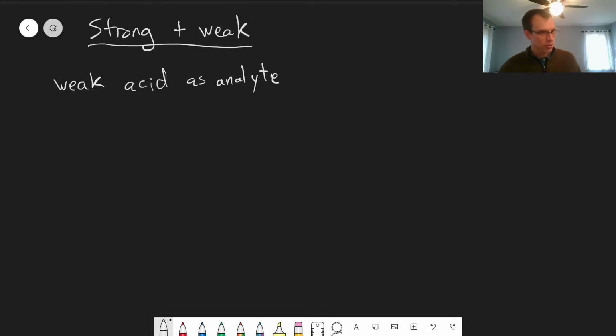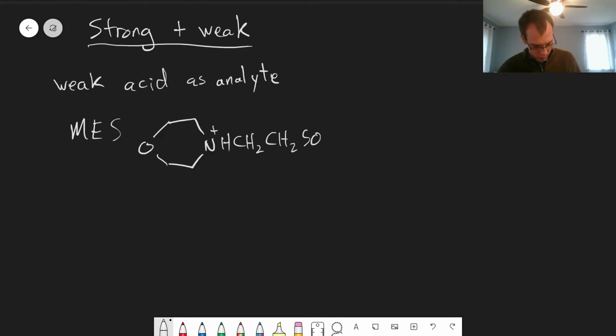And the weak acid we'll look at is MES. I can't even remember what this stands for, but this is the structure. I have N plus here. Then we have CH2, CH2, SO3 minus. Okay, so this is our weak acid, MES, and it has a pKa, which we will need for calculating all our points on the curve, of 6.27.